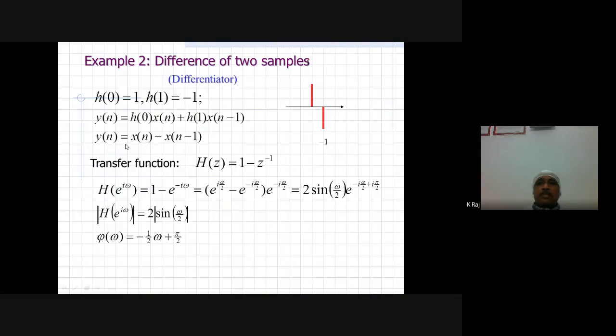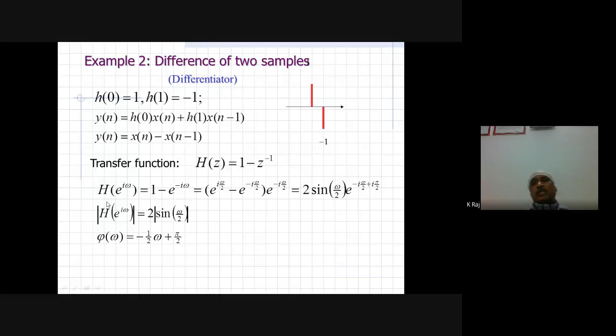And now if we are interested in getting the transfer function of the system, then naturally we have to apply the Z transform, and then the left side will become Yz and the right side will become Xz multiplied by 1 minus Z to the power -1, and hence Yz upon Xz, that is the transfer function of the system, will become 1 minus Z to the power -1.